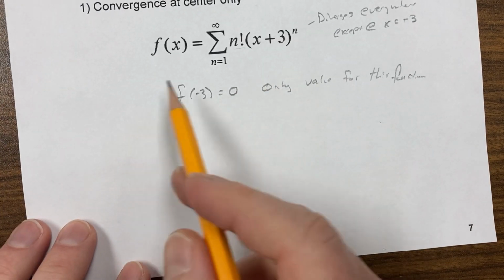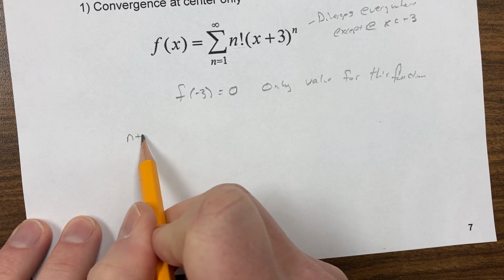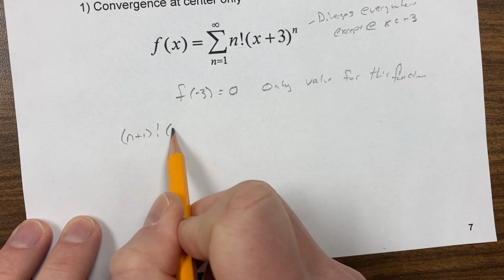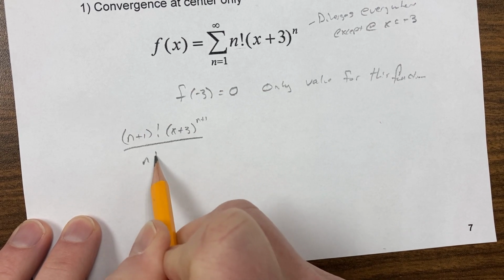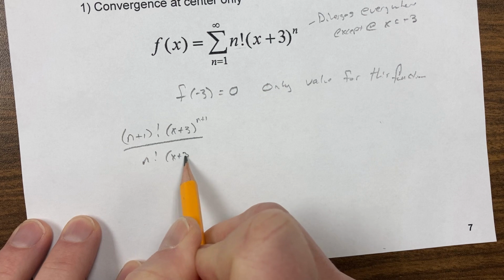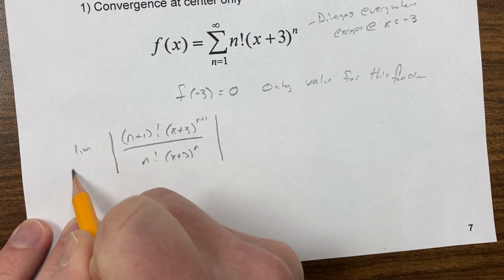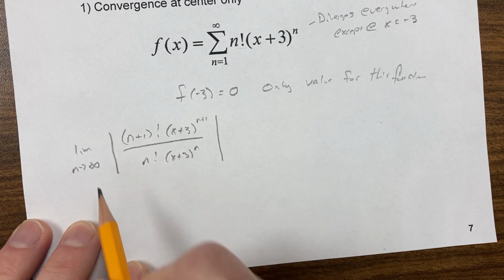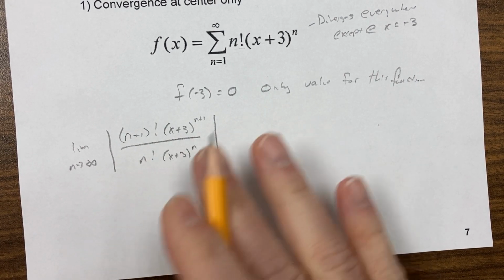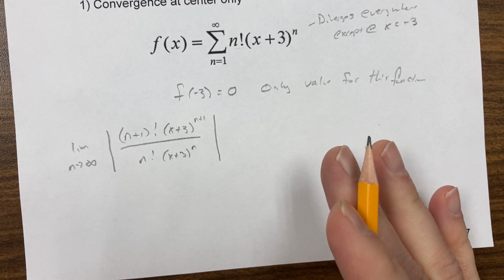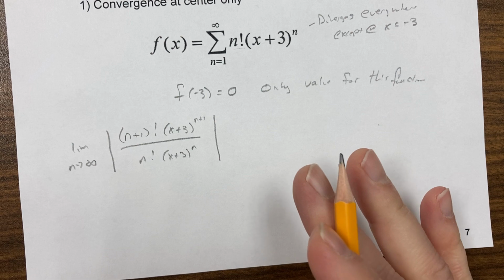Now, if we were to do a ratio test on it, let's take the next term, the n plus 1 term, over the previous term. And we're going to take the limit as n goes to infinity. Now, normally, what we would do is we would say, is this bigger than 1 or is this less than 1? But this time we're going to do something a little different.